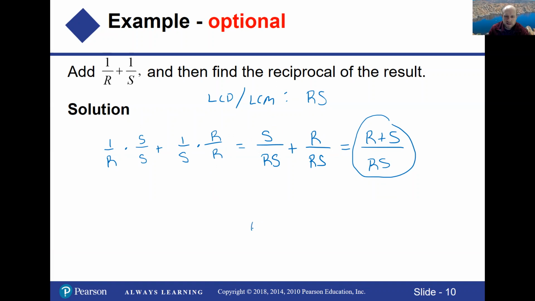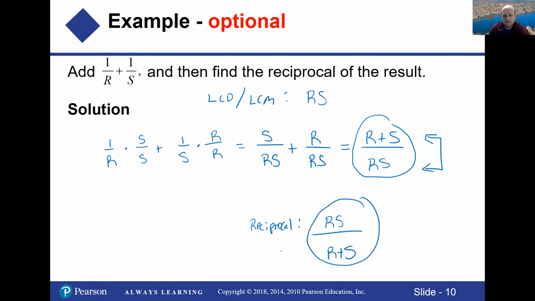And then what is the reciprocal of this? Well, the reciprocal is always just the flip. So to find the reciprocal, all I have to do is flip those. So rs is going to go on the top, and r plus s goes on the bottom. Okay, this is your answer. This is your reciprocal.